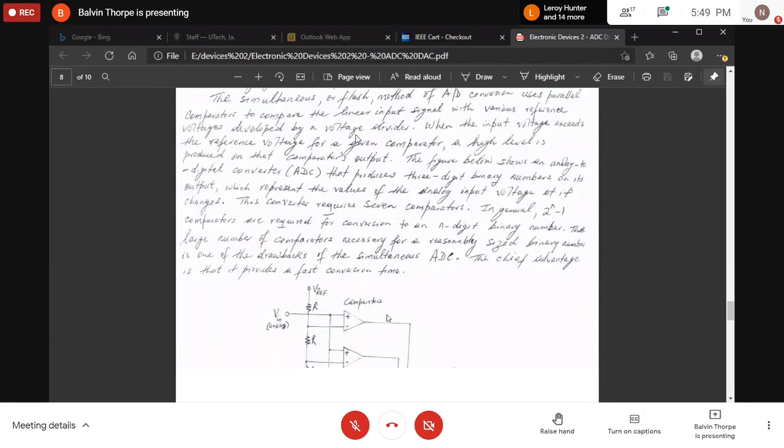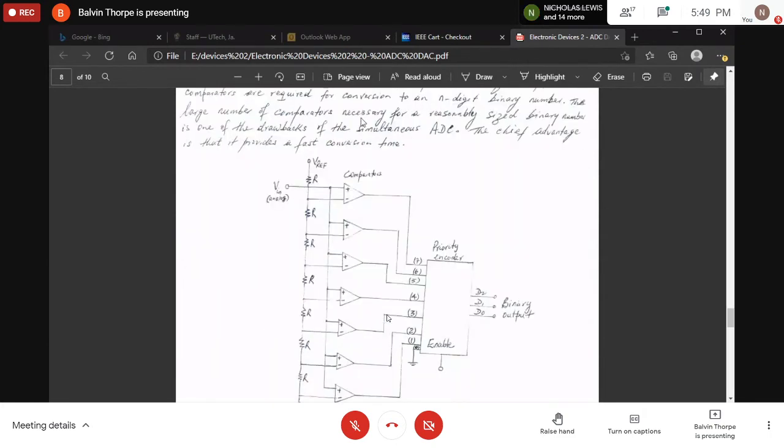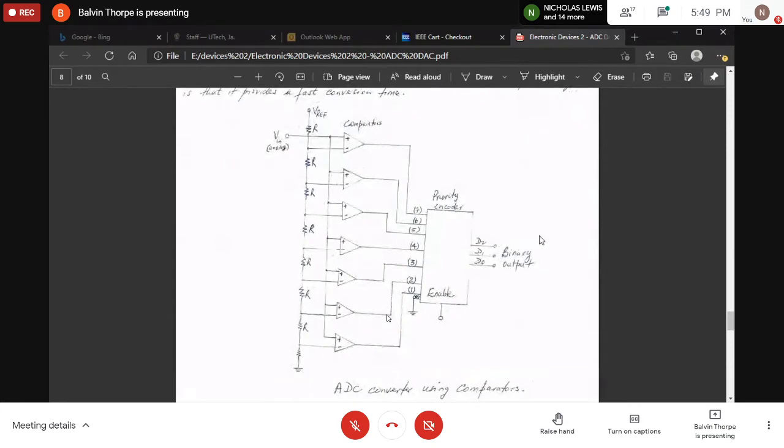So this is the circuit. We said that we wanted a 3-bit binary number, right? So we need 1, 2, 3, 4, 5, 6, 7 comparators. And by now we should all know how comparators work. Good.